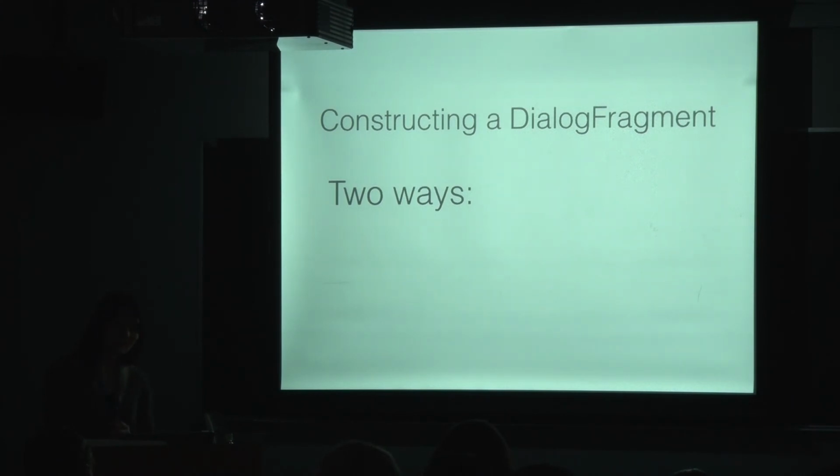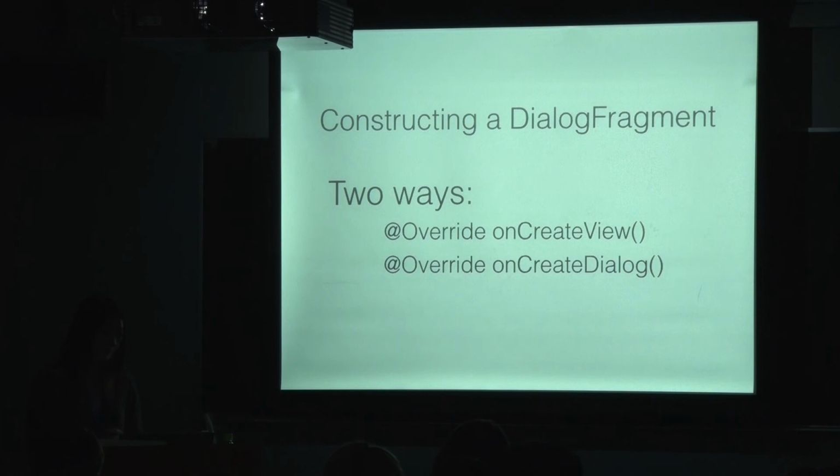There's two ways to construct a dialog fragment. The first way is to override onCreateView, like a typical fragment. Overriding onCreateView is easy to implement. It's probably going to serve you better if you have a complex dialog rather than overriding onCreateDialog. This method also has the benefit of providing the possibility of being able to use the dialog fragment as an embedded fragment or as a floating dialog window.